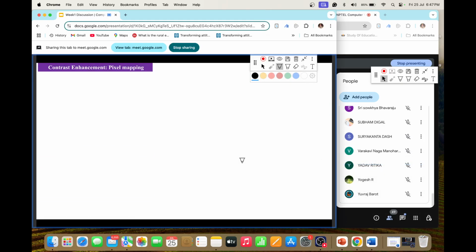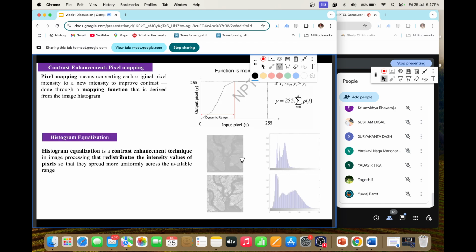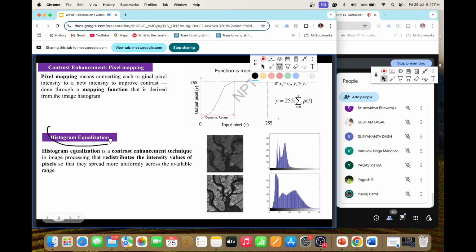Before that, histogram equalization is important. You all know histogram, but let's see this image. Whenever we plot the histogram, what is on the x-axis? The x-axis is pixel value 0, 1, 2 up to 255, right? And the y-axis is the frequency. You can see this image very well.